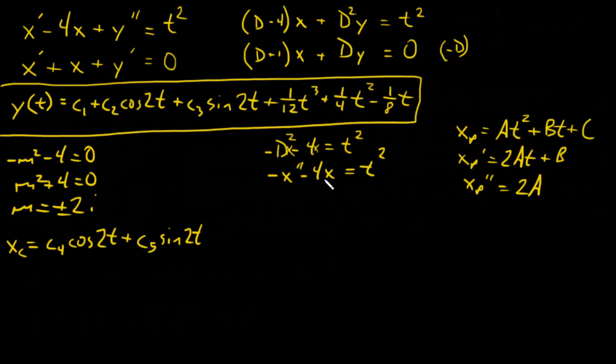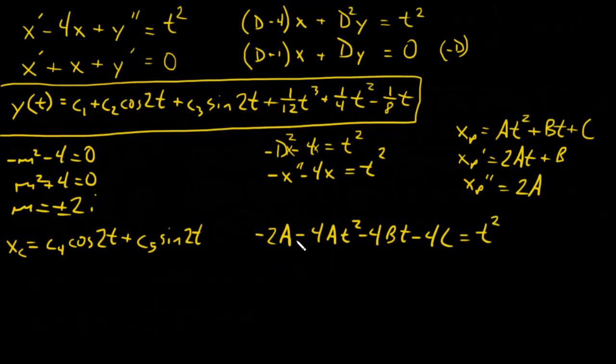Alrighty, so now I can fill all that in here. Okay, so I'm going to get negative x double prime, so this is going to be negative 2a, let me shift it a little bit lower so I can go all the way across if I need to, and then minus 4 times my x, so it's going to be minus 4a t squared minus 4bt minus 4c equals t squared. Okay?